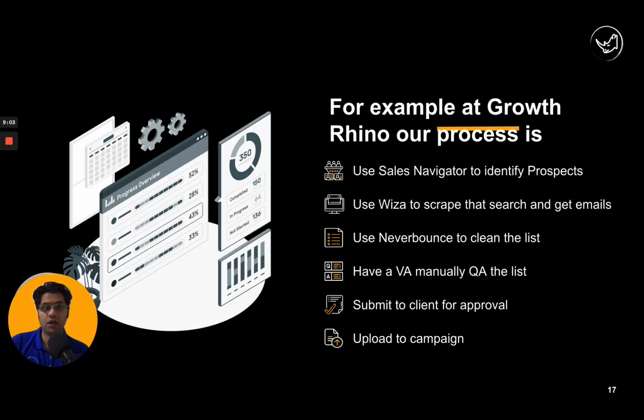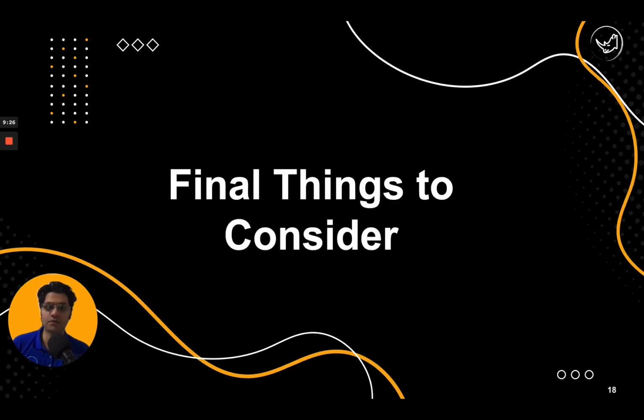So one of the things we talked about, this is our process: we'll use Sales Navigator to identify prospects, use Wizard to scrape it, Neverbounce to clean it, a VA will manually QA the list, we submit to the client for approval, then we upload to the campaign. This is our process. Doesn't mean it should be yours, but just to give you an idea of how deep you need to think. You just need to make sure that the steps are outlined.